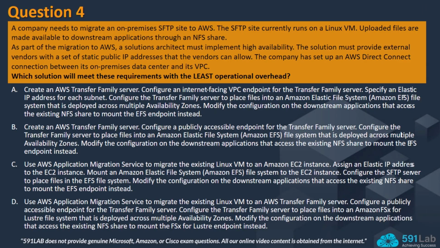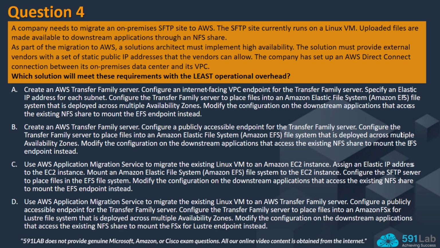Question number 4. A company needs to migrate an on-premises SFTP site to AWS. The SFTP site currently runs on a Linux VM. Uploaded files are made available to downstream applications through an NFS share. As part of the migration to AWS, a solutions architect must implement high availability. The solution must provide external vendors with a set of static public IP addresses that the vendors can allow.